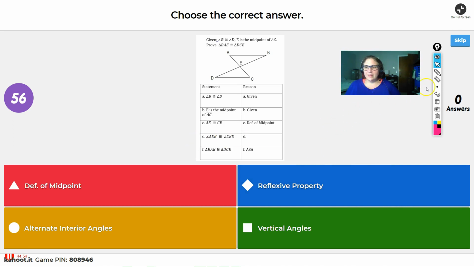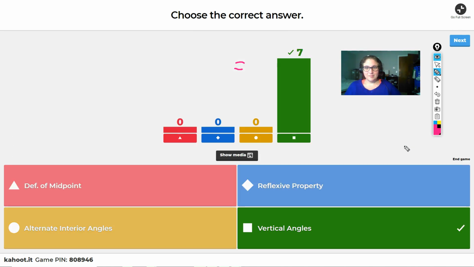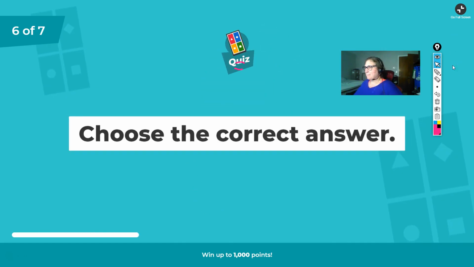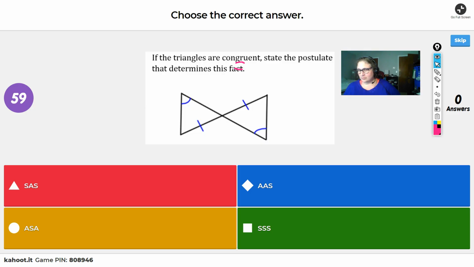Why is angle AEB congruent to angle CED? What type of angles are those? Yay! Vertical angles are congruent, kissing fish, and everything else. 2 more. If the triangles are congruent, state the postulate.